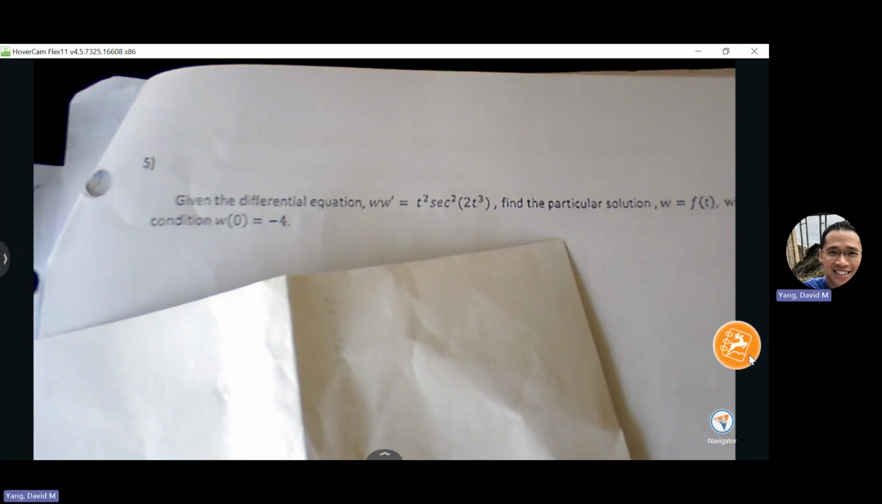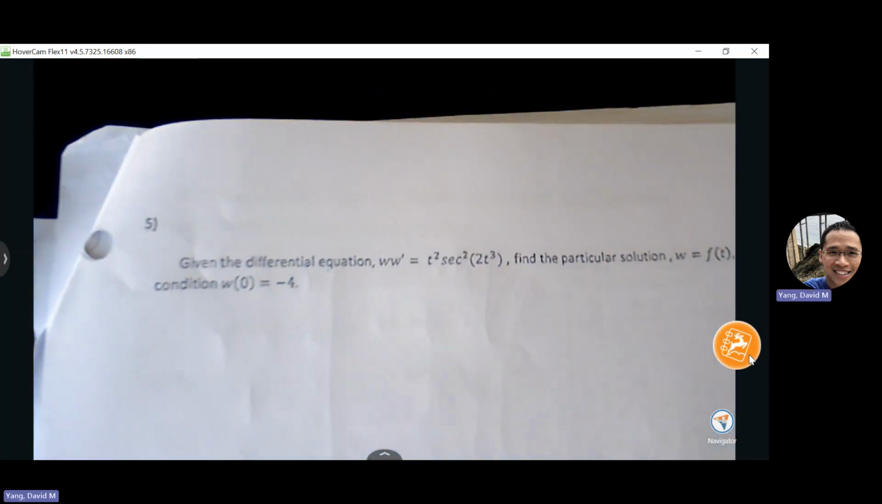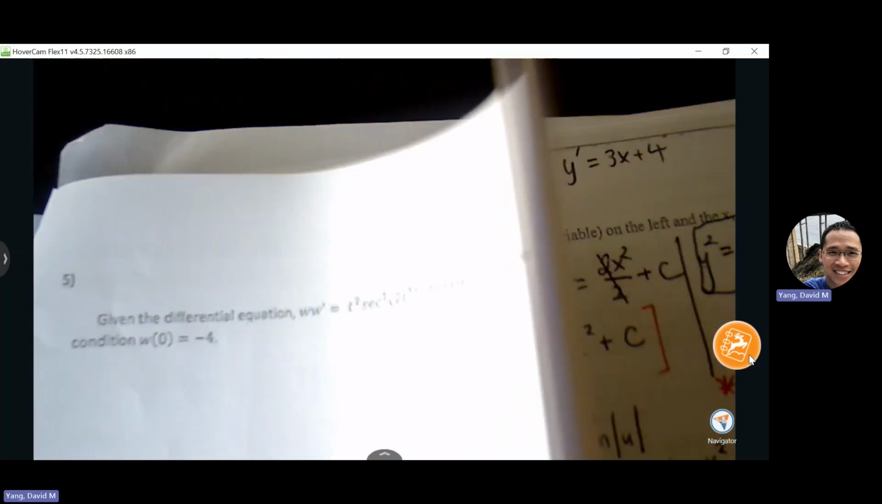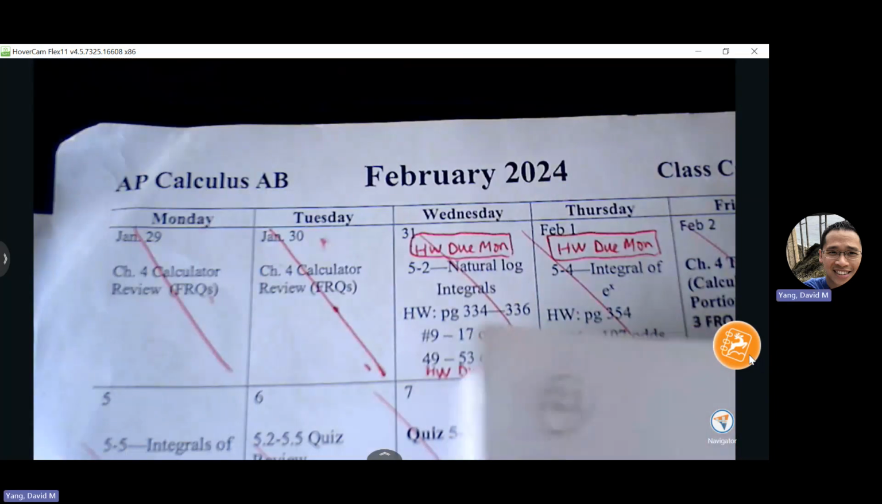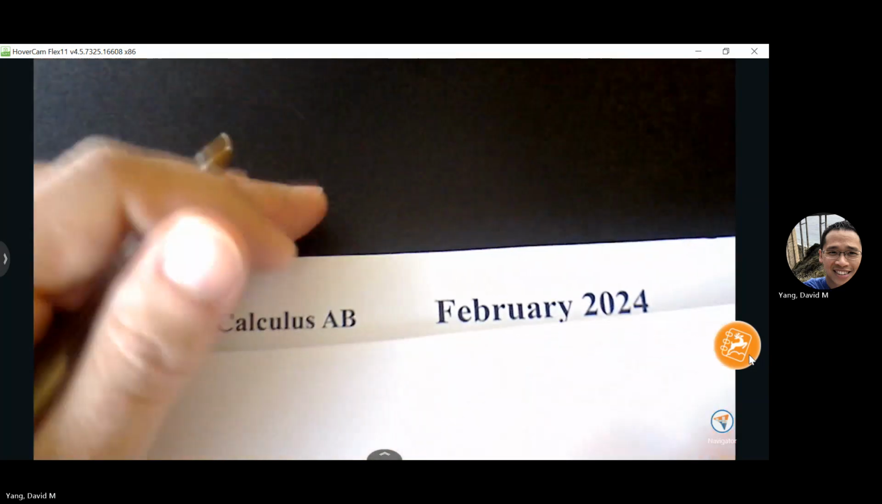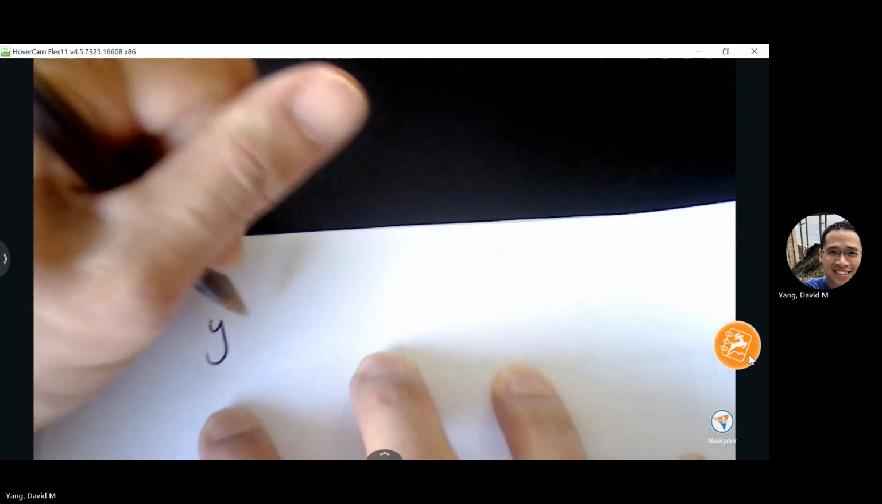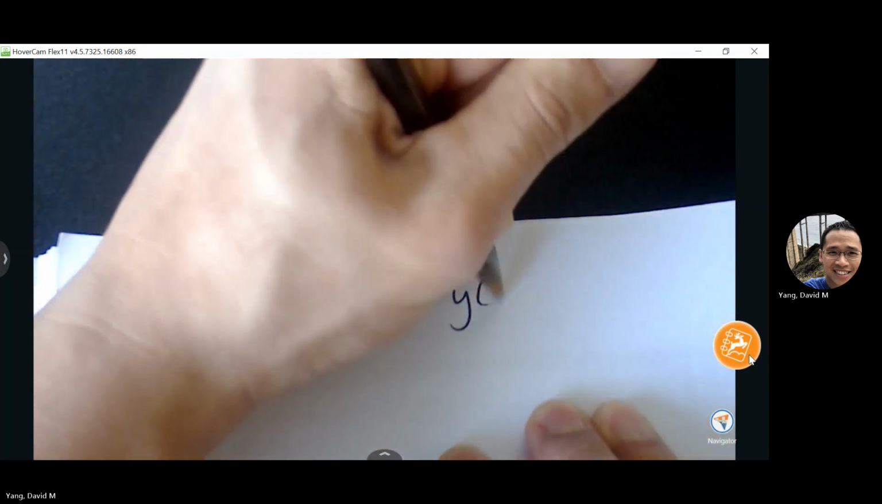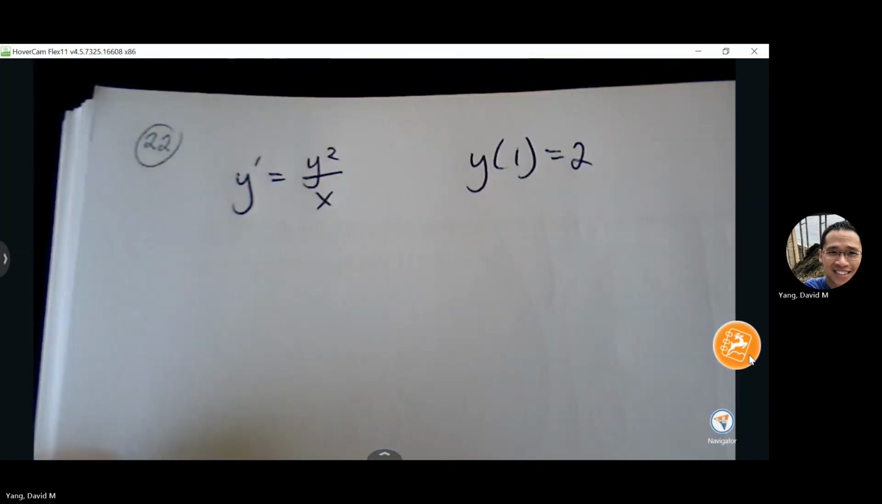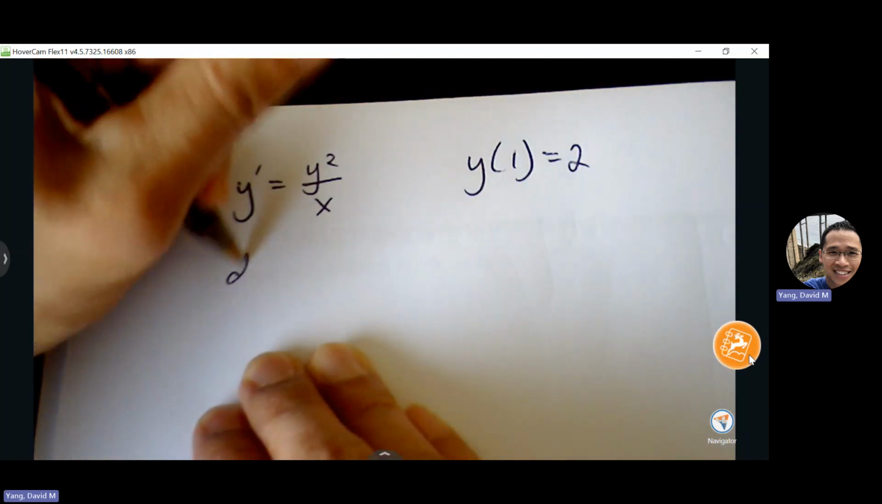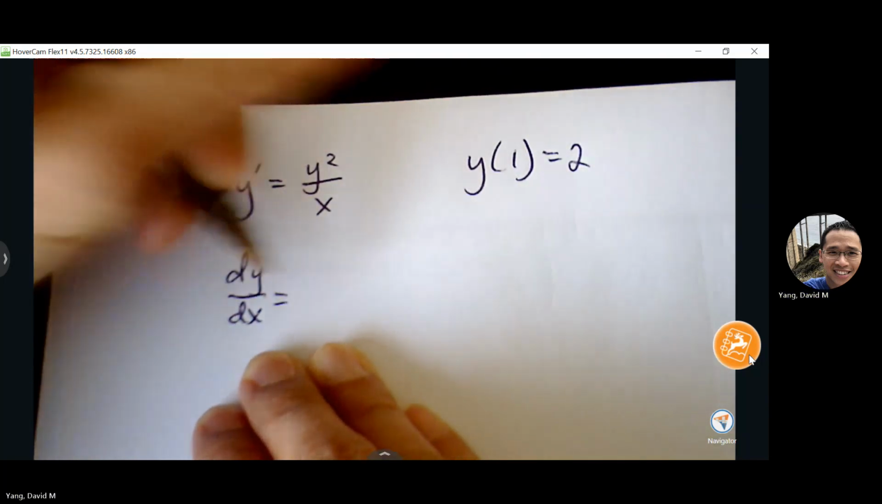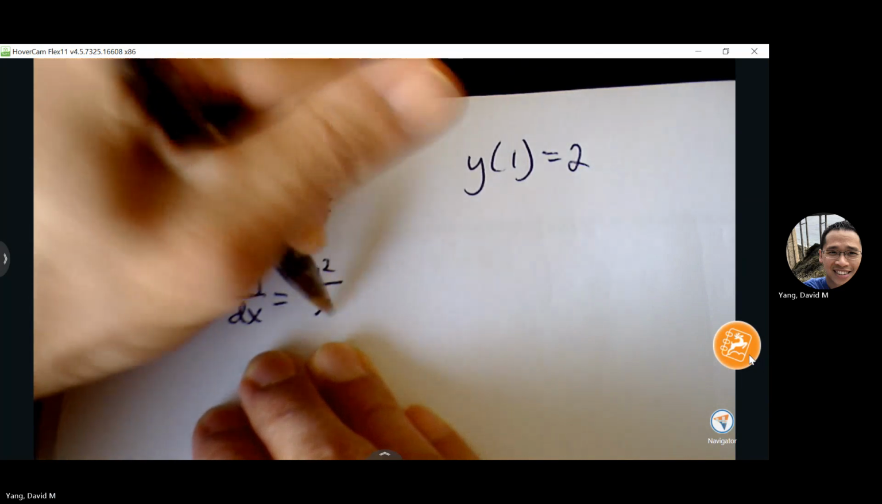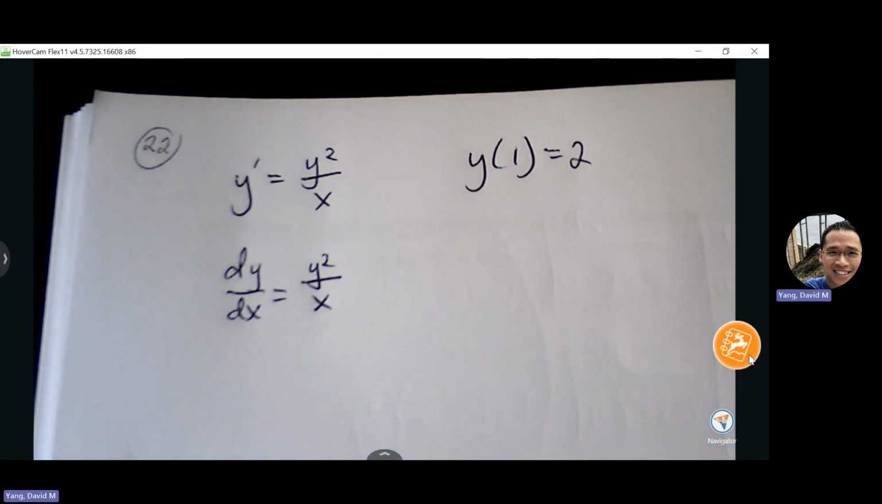Yeah, this one feels a little unfamiliar because we just haven't seen problems like this, but I think it's good to kind of wrestle through this and try to figure that out. Okay, so dy dx, right? All right, cross multiply.